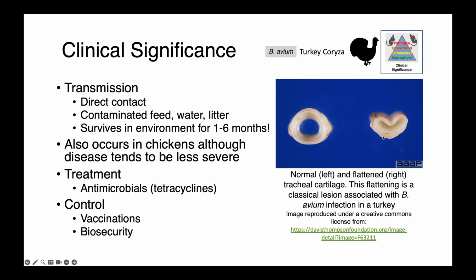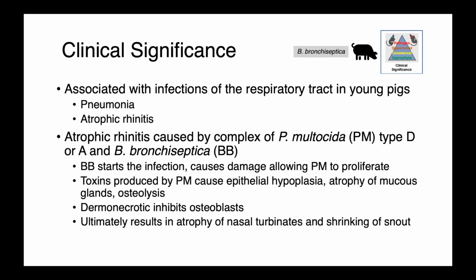So classical lesion. In pigs, Bordetella bronchoseptica is associated with infections of the respiratory tract, particularly in young pigs. We can see pneumonia or also atrophic rhinitis. If we think back to our lecture on the Pasteurellaceae, you'll remember that atrophic rhinitis is a polymicrobial infection caused by Pasteurella multocida and Bordetella bronchoseptica.